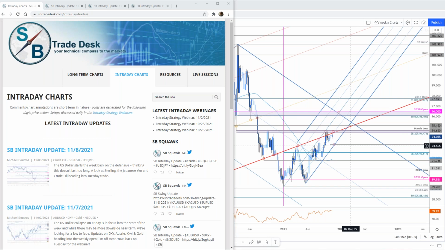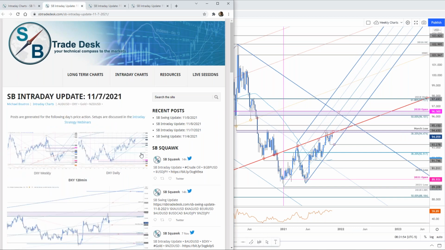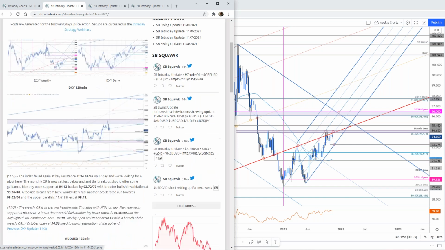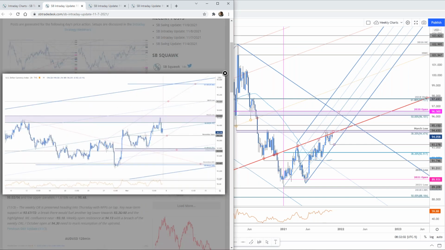Here is what the DXY looked like yesterday. So this is actually the setup I gave you on the 7th as we opened up the week. We were looking for the possibility of exhaustion in the dollar. The reason was that the rally last week really ripped into that key resistance range we've been talking about for months, 94.47, 94.65, the March lows from last year, and a basic 38.2 retracement of last year's decline.